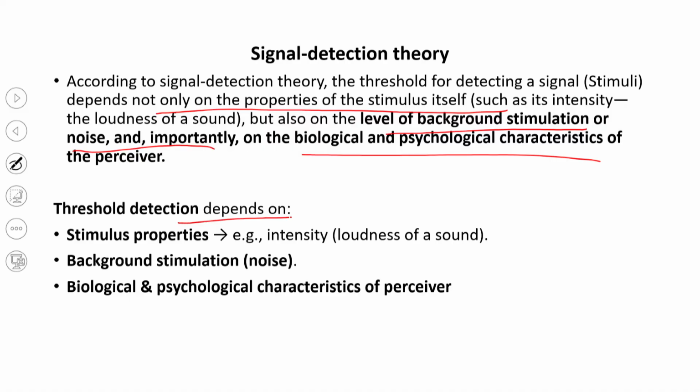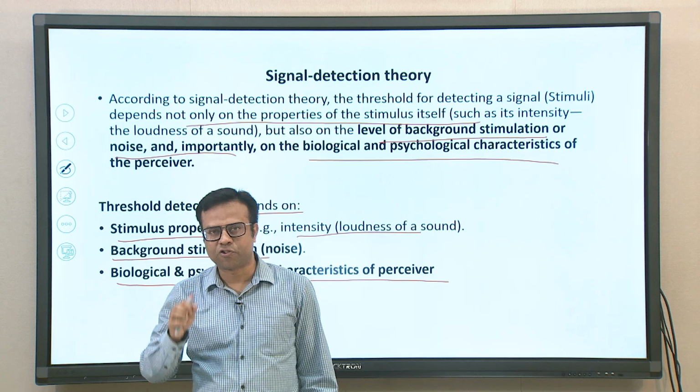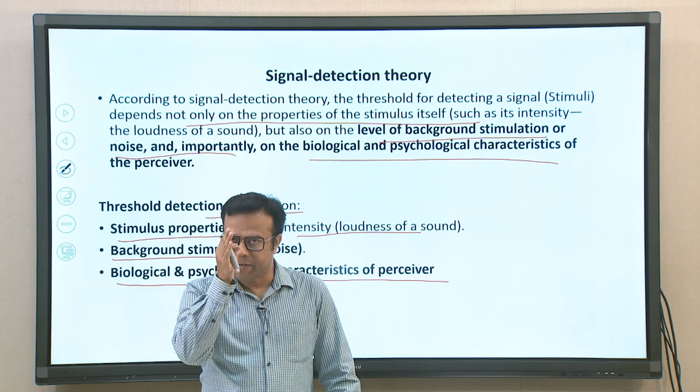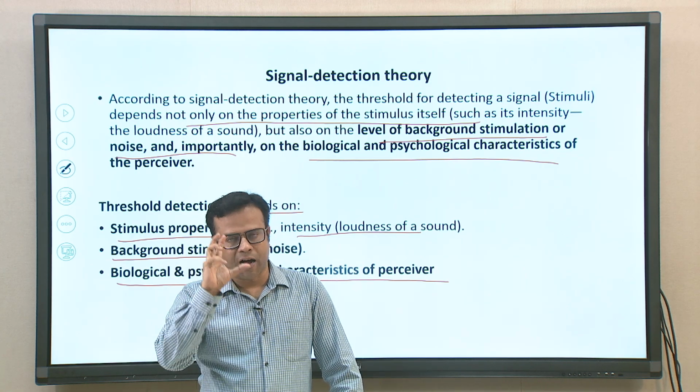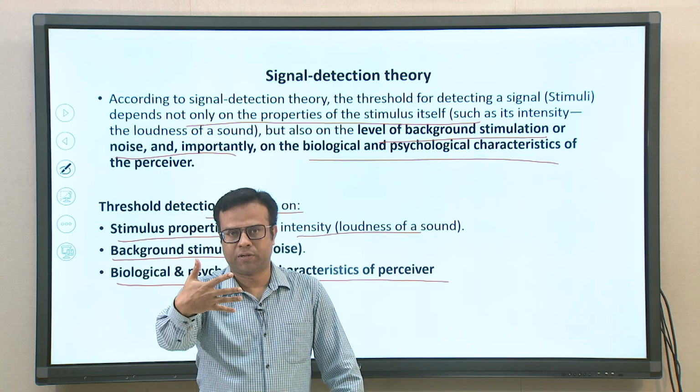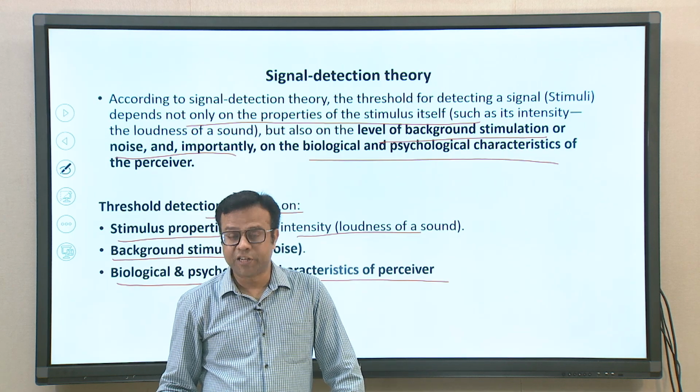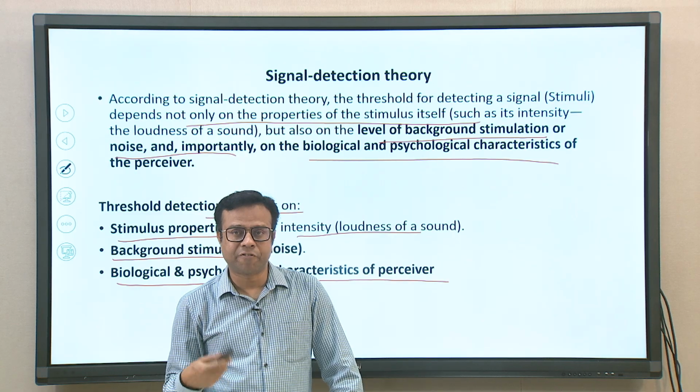So, threshold detection depends not only on the intensity of the sound, but also on the stimulus properties. Intensity is very important, but it also depends on the background stimulation. Is there any noise in the background or not? That will also influence the detection. Then the biological and psychological characteristics of the perceiver: whether his sense organs are functioning properly, whether he is attentive to notice or not. If he is absent minded, obviously he will not be able to detect. All these other factors could add into the process of detection. So, signal detection says we need to focus on other factors also.